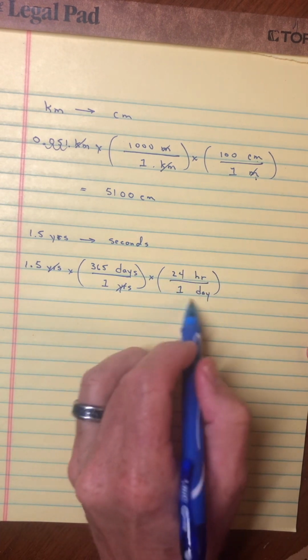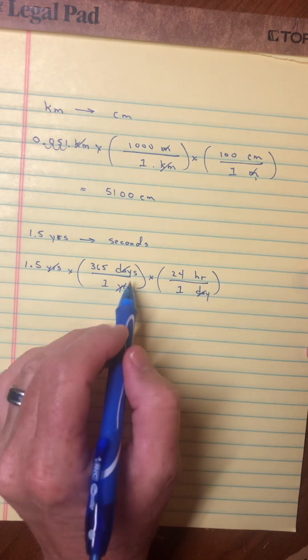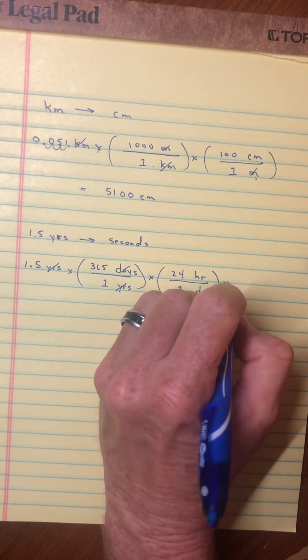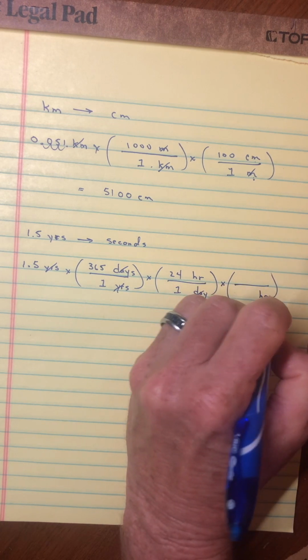So again, this is another clever number one, and day would cancel with day. And so this is ultimately telling me how many hours I have. And then I'll kind of play this same game. I want to get rid of hours.